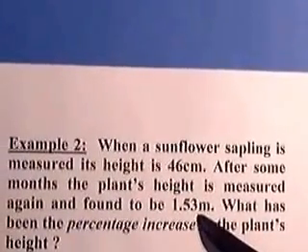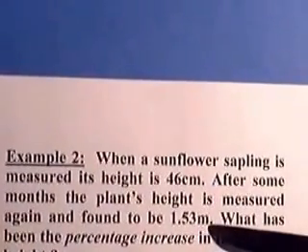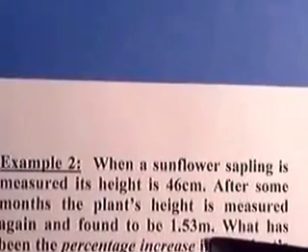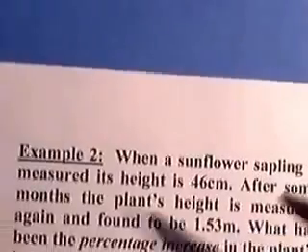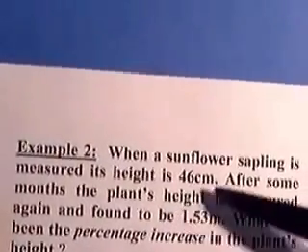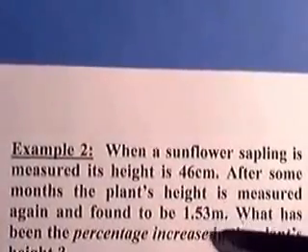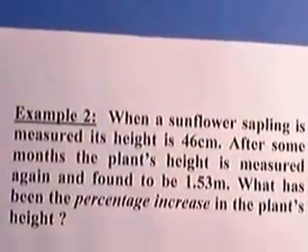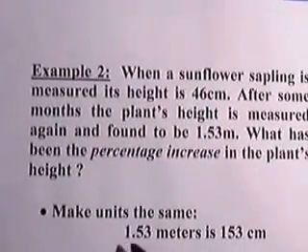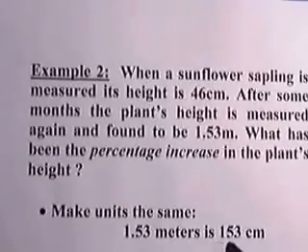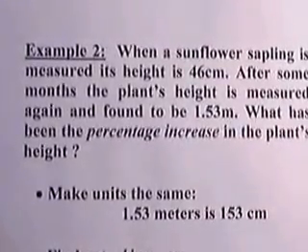Well, hidden in this question is something you've got to watch out for. Here you're in centimeters, here you're in meters. Make sure you get either that all in meters, or put that into centimeters so it's the same as this one here. I've decided to do the latter, to make everything into centimeters. So the first step is to make the units the same. 1.53 meters is 153 centimeters.